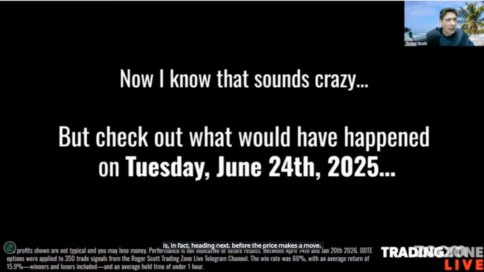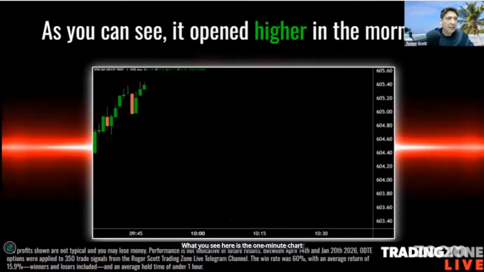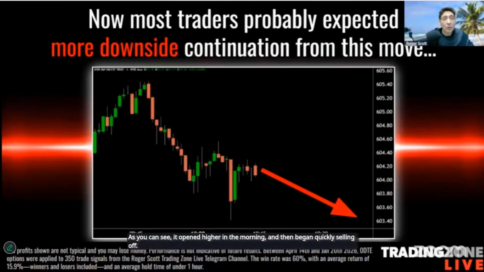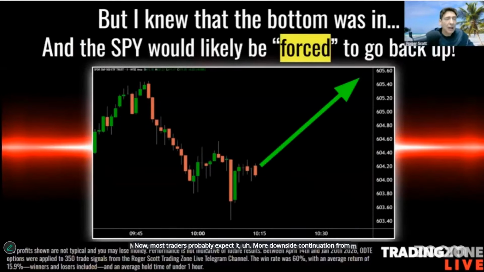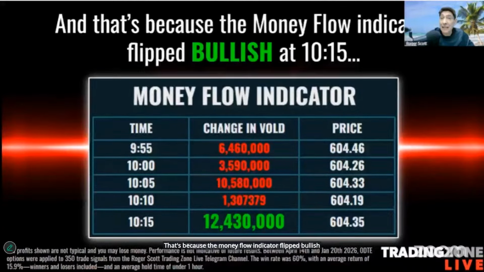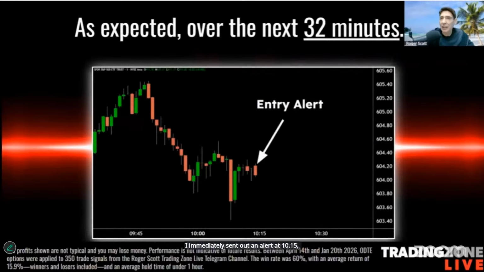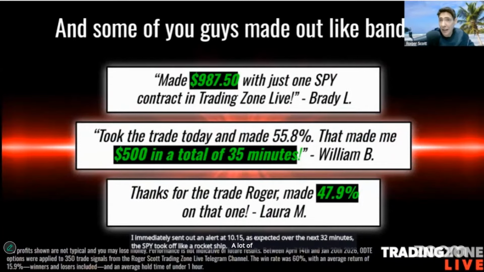Now, I know that sounds crazy, but check out what could have happened on Tuesday, June 24th. What you see here is the 1-minute chart of the SPY. As you could see, it opened higher in the morning and then began quickly selling off. Now, most traders probably expected more downside continuation from this move, but I knew that the bottom was in and the SPY was likely to be forced to go back up. That's because the money flow indicator flipped bullish at 10:15 in the morning. I immediately sent out an alert at 10:15. As expected, over the next 32 minutes, the SPY took off like a rocket ship. A lot of you guys made a lot of money.